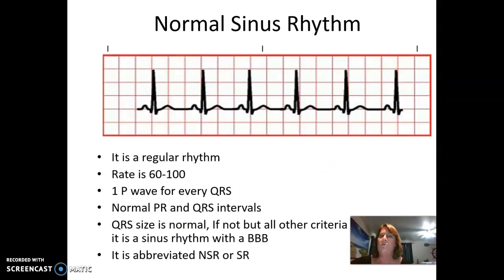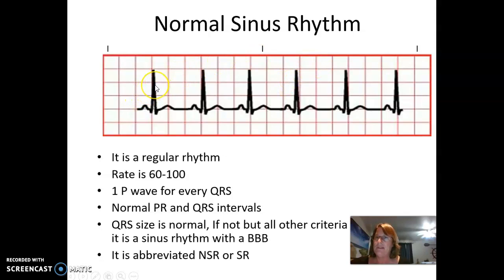So we'll start with a normal sinus rhythm. Normal sinus rhythm implies everything's normal on that strip. If you have a sinus rhythm, but you have an abnormal beat or an abnormal interval measurement, it can be sinus rhythm with something. So when we look at normal sinus rhythm, it's a regular rhythm.